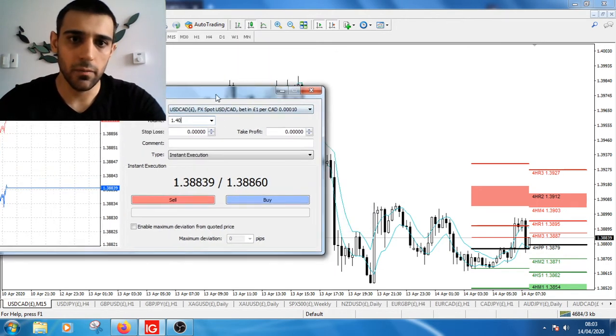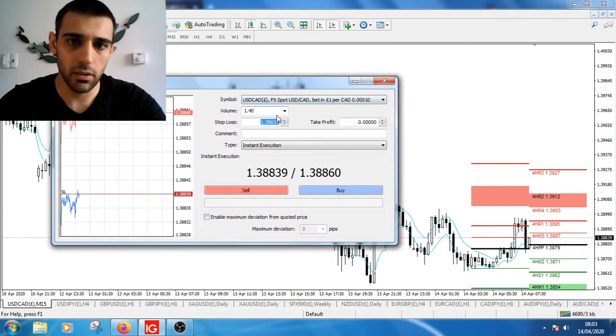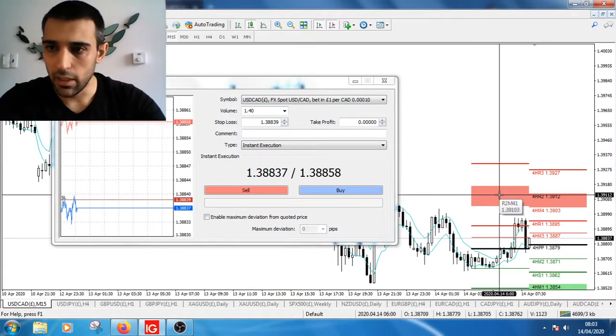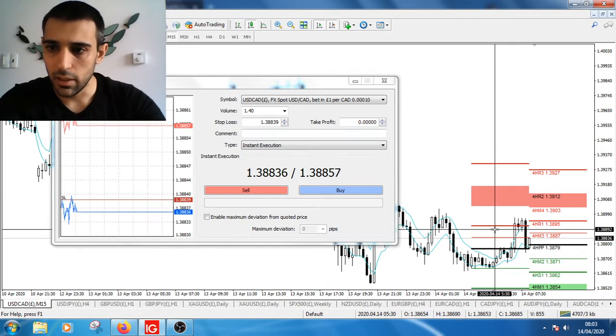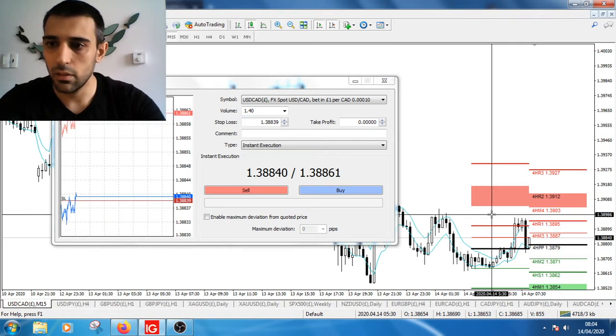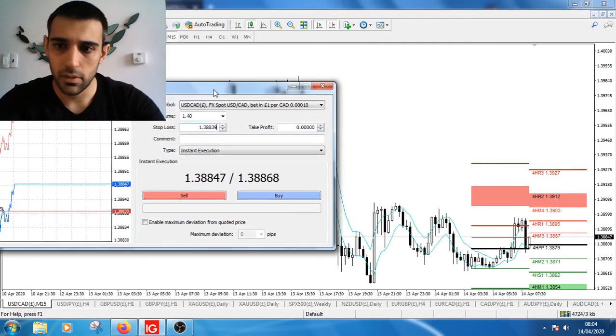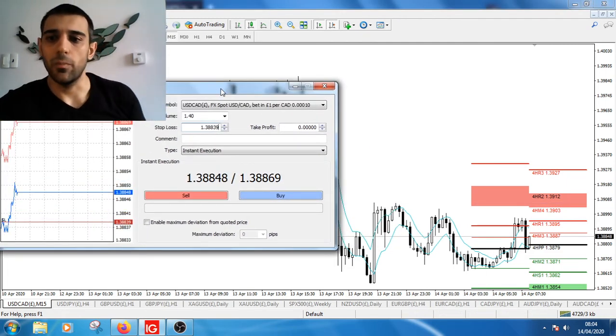140 up here for the stop loss. What did I say? It was 39. So the entry is at 89. So we're looking at 20 pips. Okay, looks like it's coming up now.